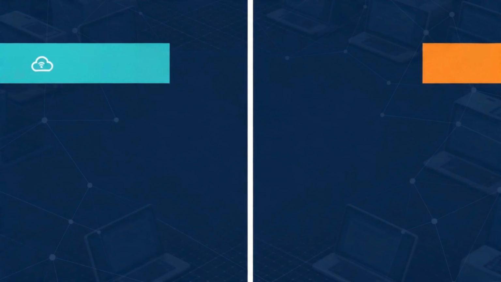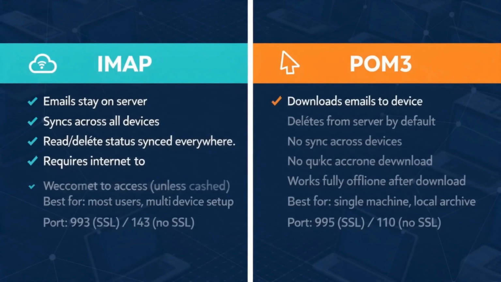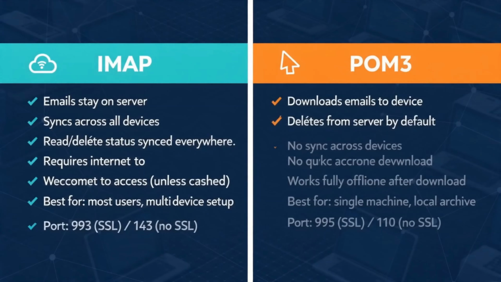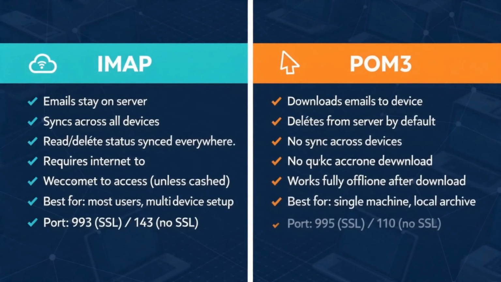The short version: if you check email on more than one device, and most people do, use IMAP. If you have a specific reason to want a local-only archive on one machine, and you understand what that means, use POP3. Throughout this tutorial, I'll be using IMAP, but I'll show you exactly where to switch if you need POP3.